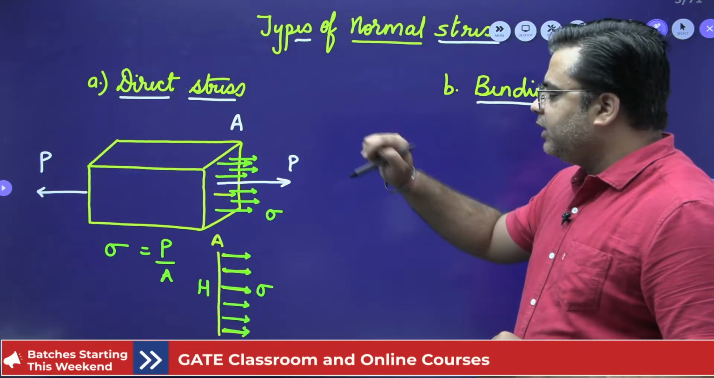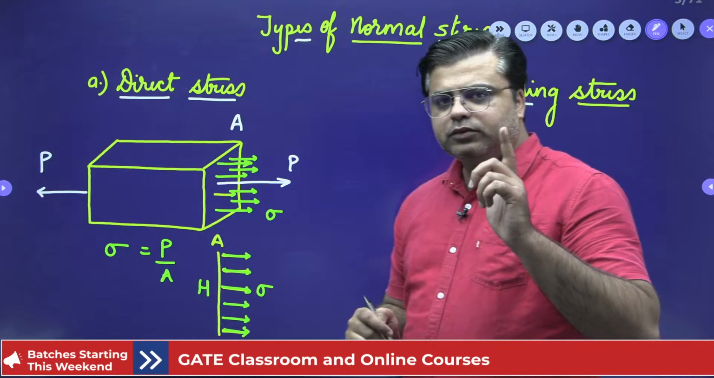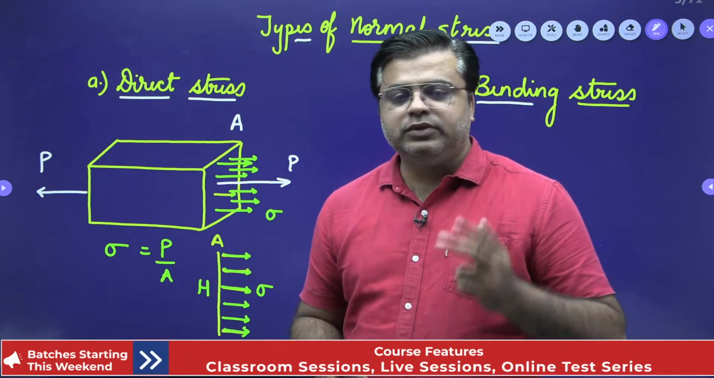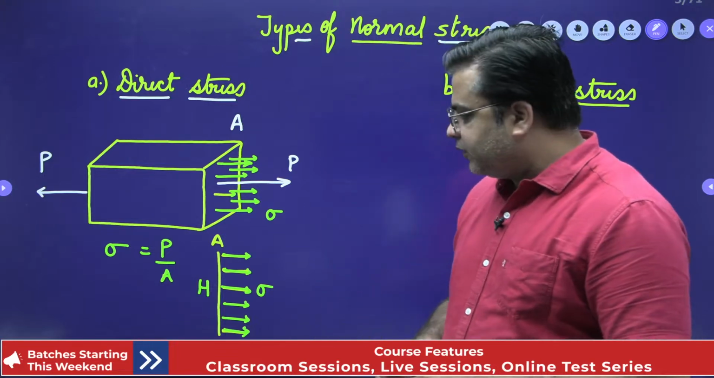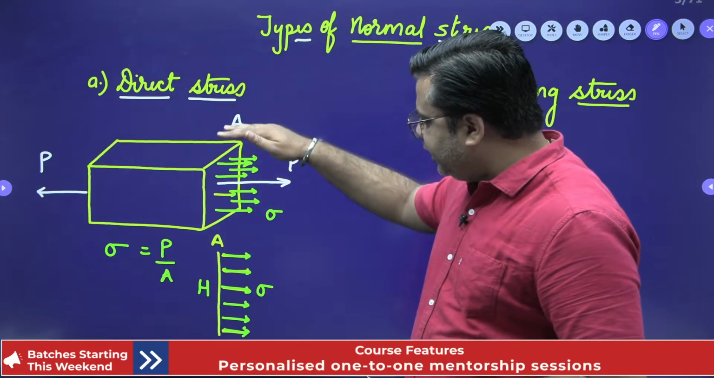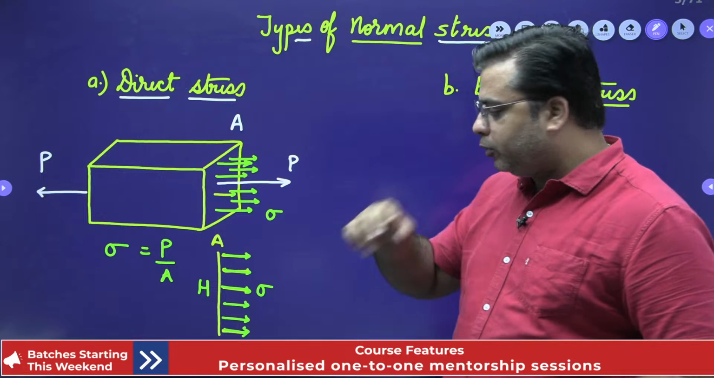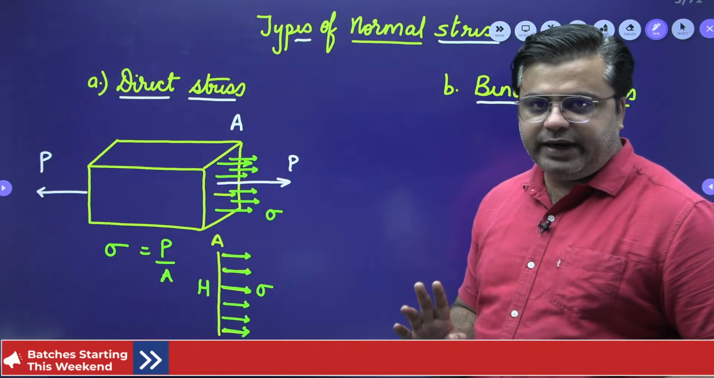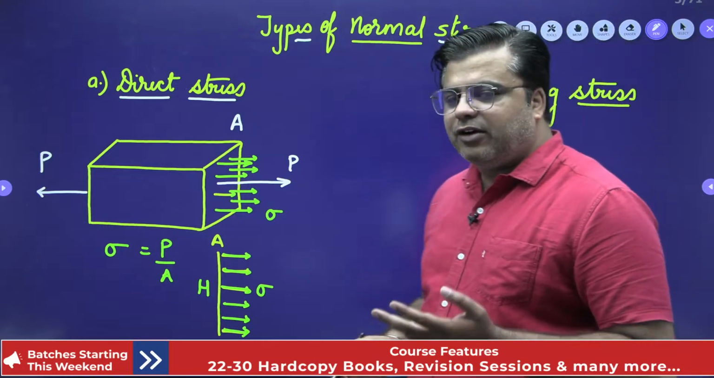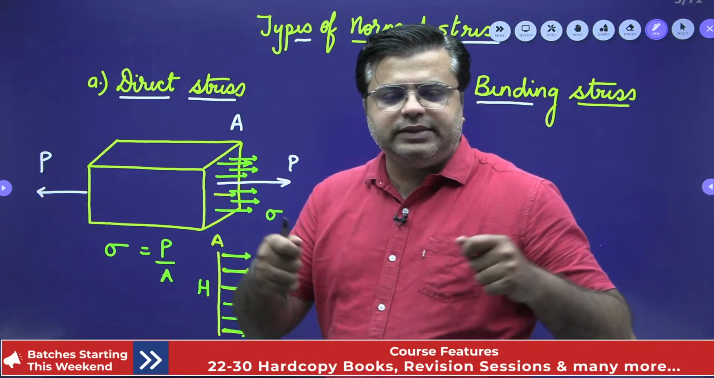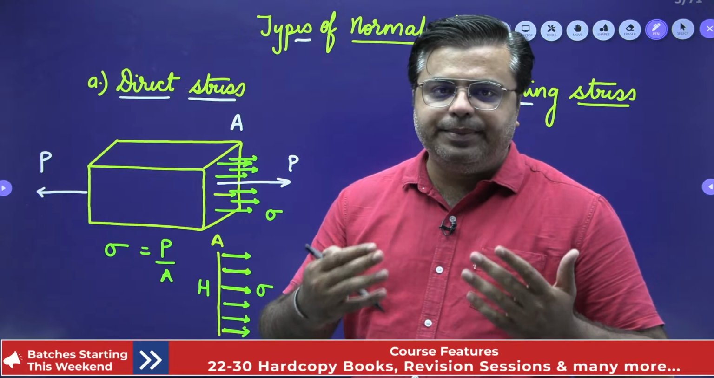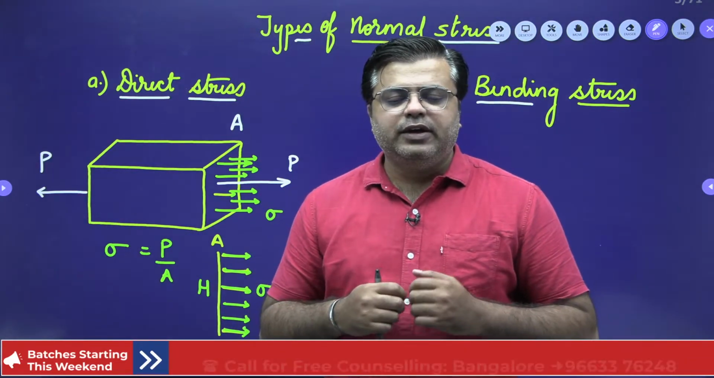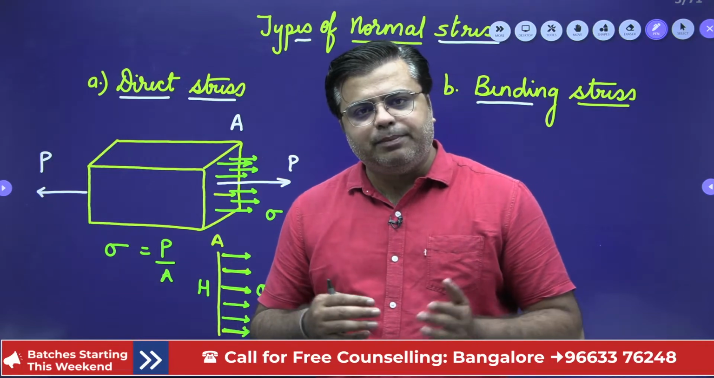So direct stress will always come due to axial loading. Second, direct stress will be uniformly distributed in the entire section. From top to bottom, the value of sigma is constant. It is not changing, right? Now, direct stresses are of two types. If the load is tensile, the stresses developed will be tensile in nature. If the load is compressive, then the stresses developed will be compressive in nature.